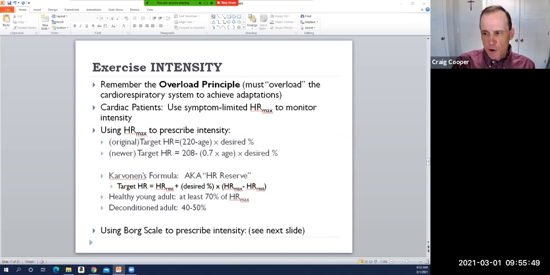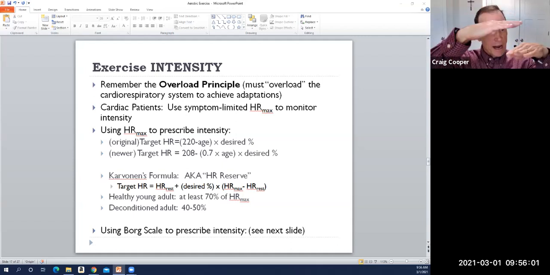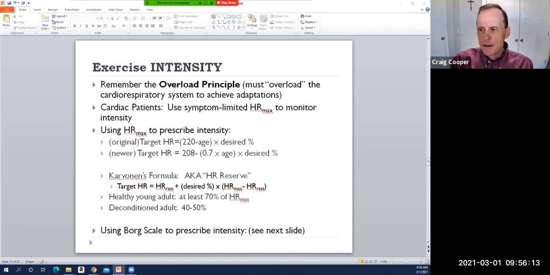Basically, the heart rate reserve is the difference between your lowest heart rate and your highest heart rate. That's the range that you have. If somebody already has a really high resting heart rate and they're older and they have a lower max heart rate, their range is a lot smaller than a 20-year-old who's super fit, who has a max of 200 and a resting of 50. They have 150 beats in that range. So it's a little bit more precise, a little bit better, but it definitely is a little more complicated to calculate.